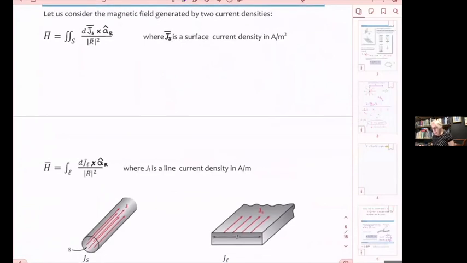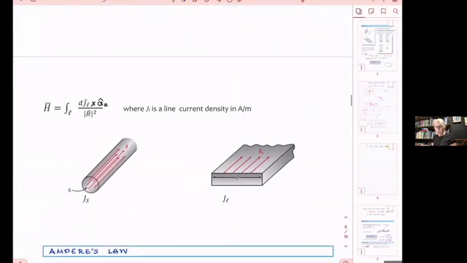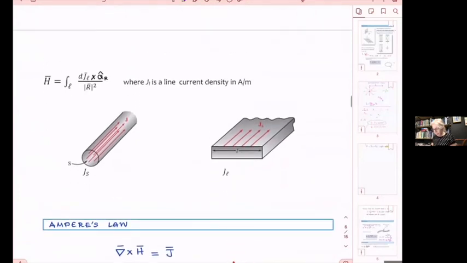Here, we introduced 2 different types of current densities, which is going to be extremely important. And then I will finish with Ampere's law. And then we'll continue from that next time.